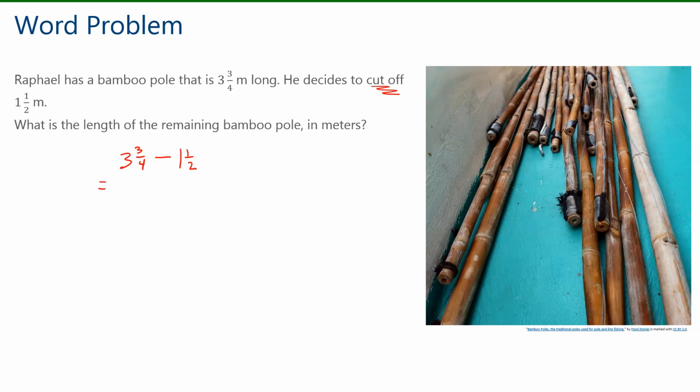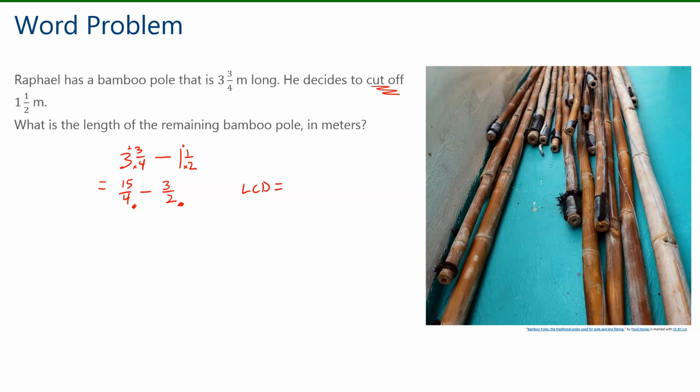We will use our method 2 here to complete this. So I'm going to change these mixed numbers to improper fractions. 4 times 3 is a 12. 12 and a 3 is 15 over 4. Subtract. 2 times 1 is 2. Add the 1, 3. Now, if I want to subtract these two improper fractions, I need a common denominator.